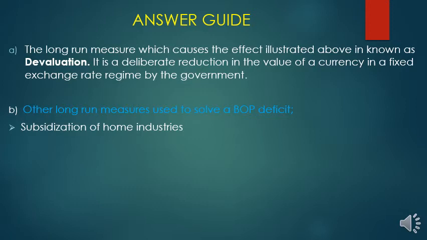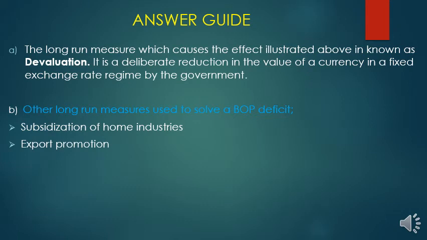Subsidization of home industry. When they subsidize home industries, they become more competitive than foreign industries, which scares foreign industry from importing. And when foreign industries stop importing, what happens? Export will obviously be more than import. It cures the balance of payment deficit.